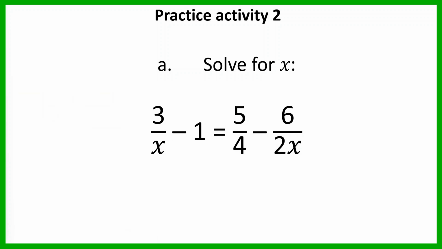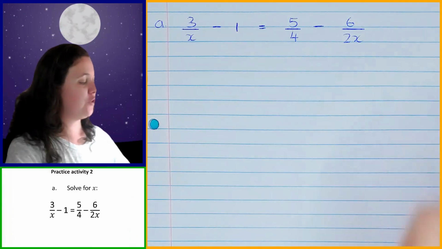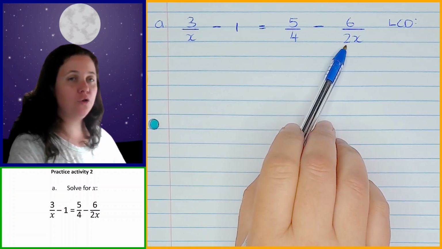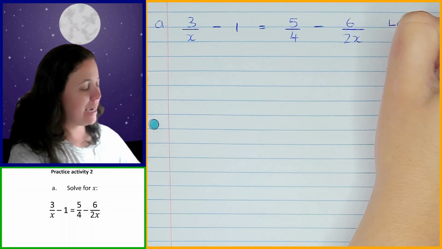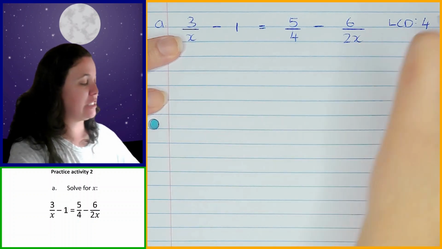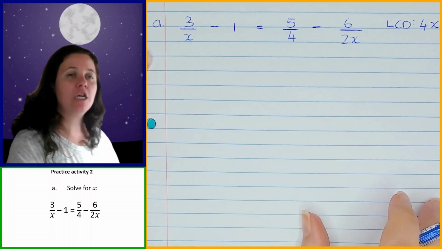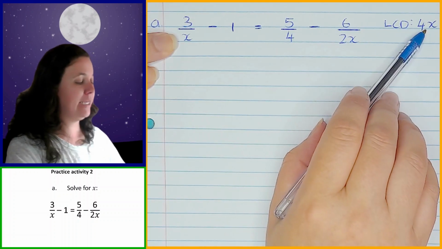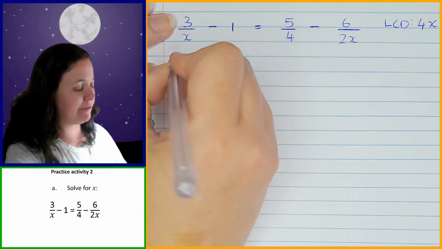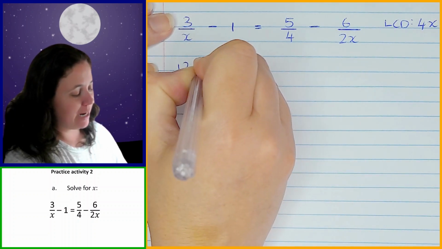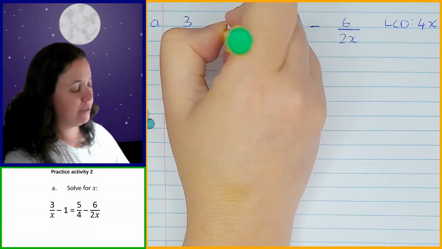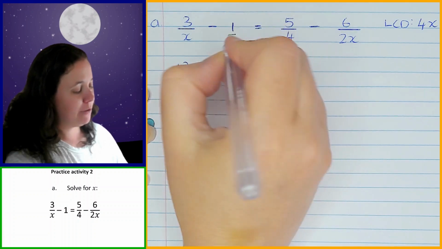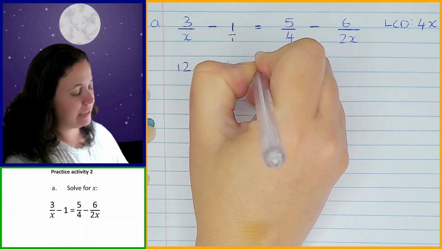Okay, so let's go through that question. So over here, first, my LCD, I'm going to look at my numbers. I've got 4 and 2, so that's going to be 4. And then I also have x in my denominator, so I need to have x in my LCD. Okay, so my LCD is 4x. So I need to multiply x by 4 to get 4x. So I'm going to times the top by 4, and that gives me 12. Then minus, then this over here is over 1. So I need to multiply it by 4x to get 4x. So I'm going to times the top by 4x, and that gives me minus 4x equals.